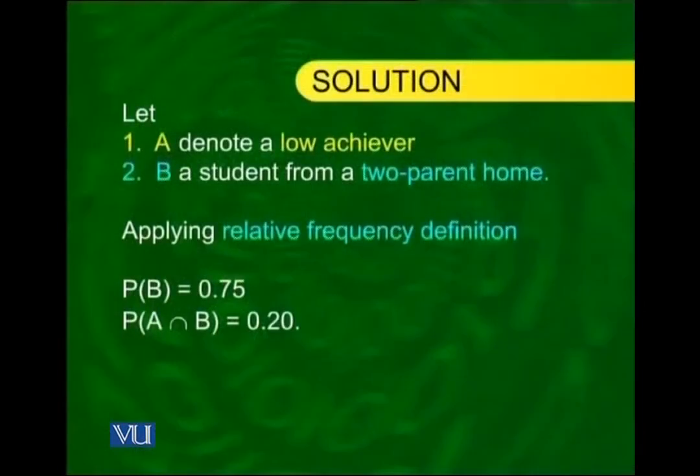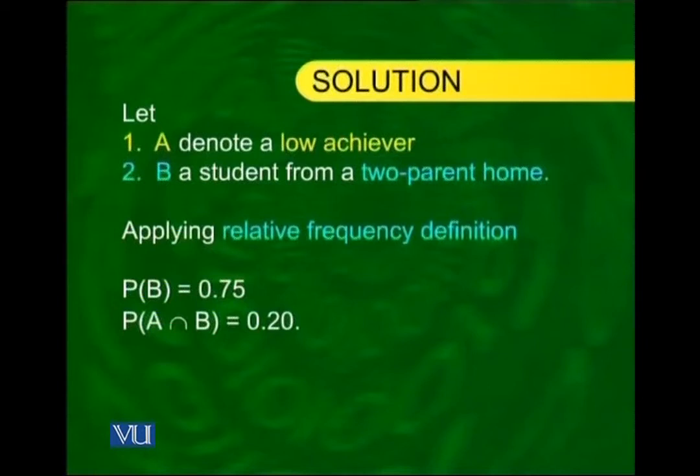All you have to do is to denote one of the events by A and the other one by B. And if you want to apply this form of the formula, probability of A given B is equal to so and so, then it is obvious ke us event ko aap A kahenge jiski probability aap nikalna chahte hain, kyunki wo wahi event hai jo slash se pehle likha jayega, aur us event ko aap B kahenge jiske bare mein information aapko hasil hai kyunki wahi event slash ke baad likha jata hai. So as you now see on the screen, we will let A denote a low achiever and B a student coming from a two-parent home.